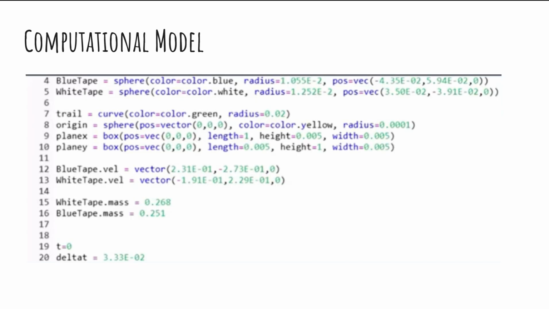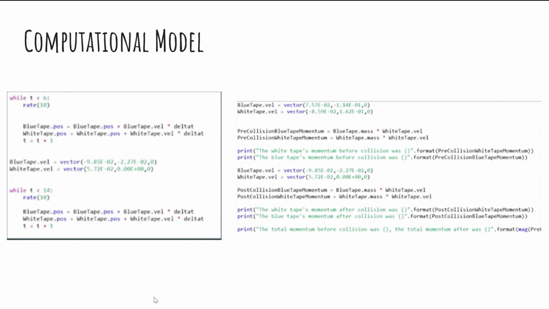So here is the computational model code. We can see that blue tape and white tape are defined. We define blue tape's velocity, because we need that to calculate momentum. Then we define white tape's velocity with a vector, and then we define their masses as well. Now that we have both velocities and both masses, we can calculate momentum for both of them. Then we set time equal to 0 and delta t equal to 3.33 times 10 to the negative second.